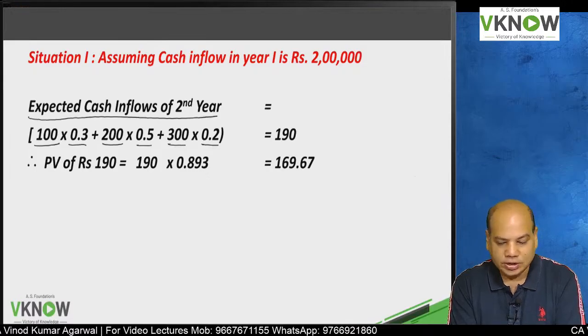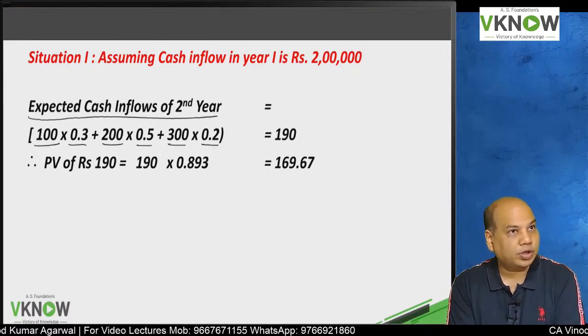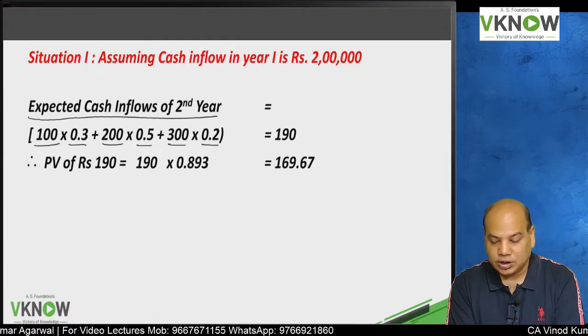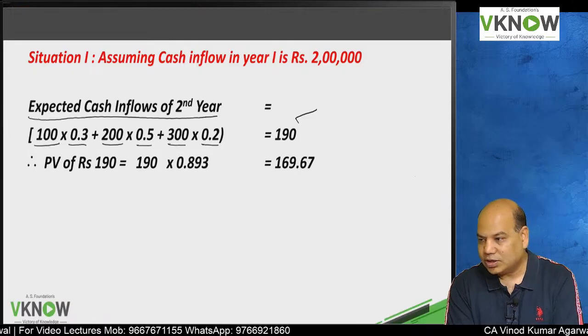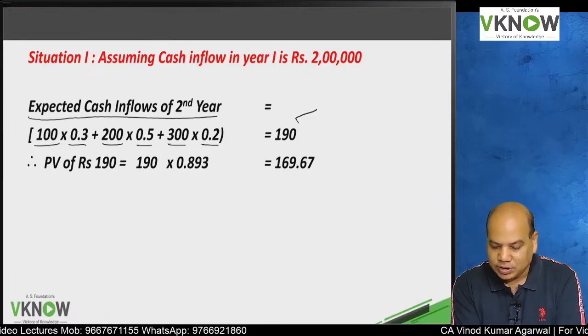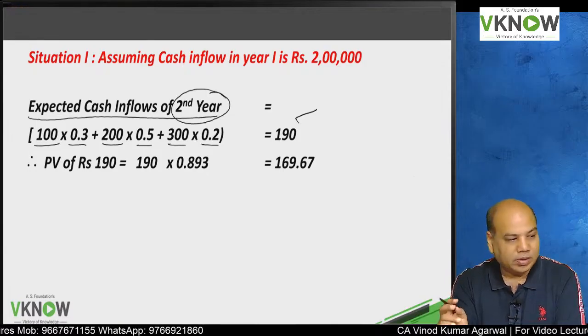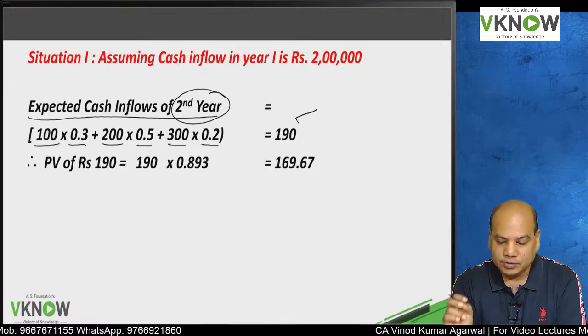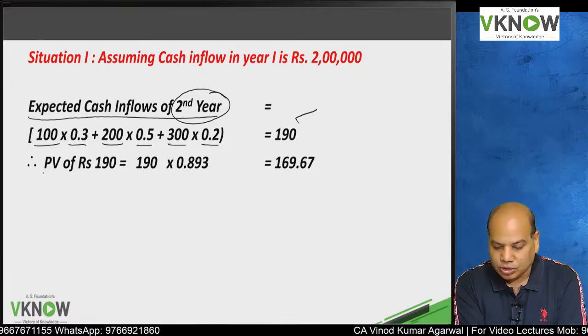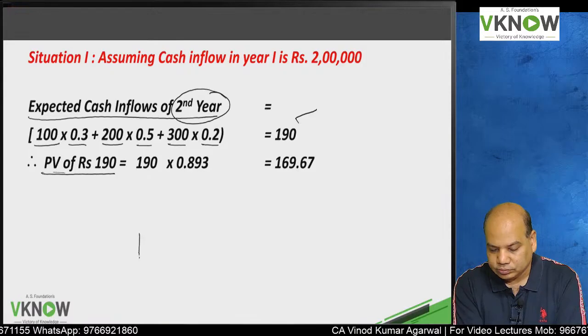100 into 0.3 plus 200 into 0.5 plus 300 into 0.2. So that comes to 190. Please check and then copy. Is 190 right? 190 will be received in the second year. Abandonment value you will receive at the end of first year. So you need to compute present value.